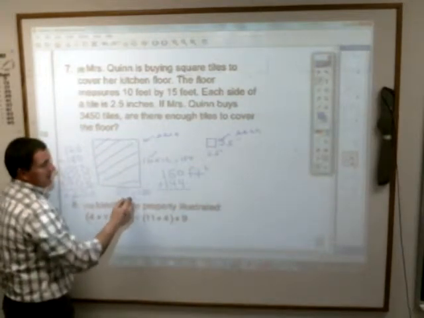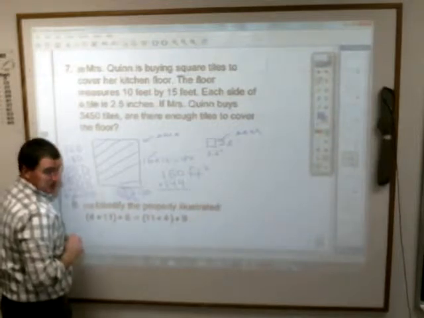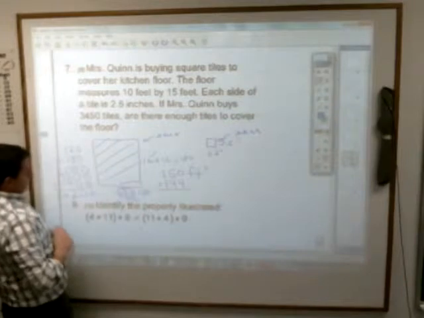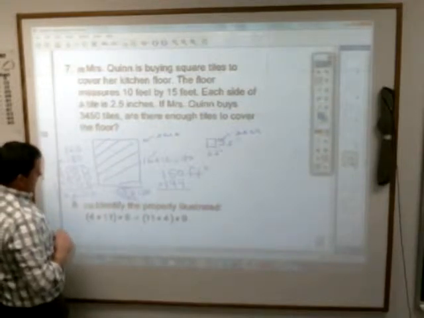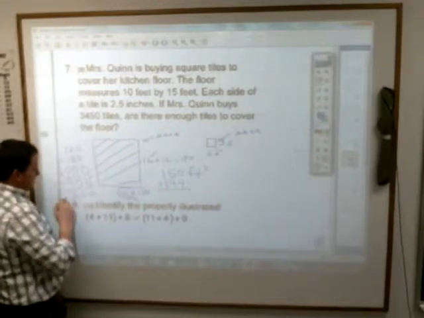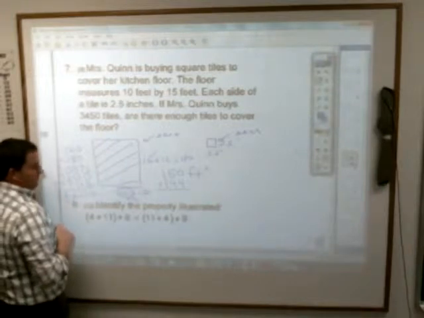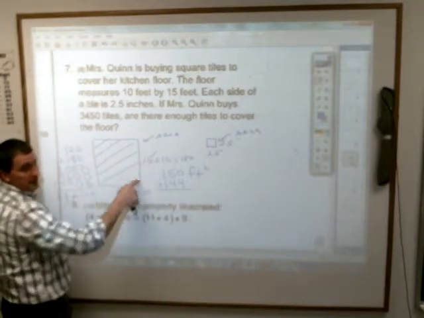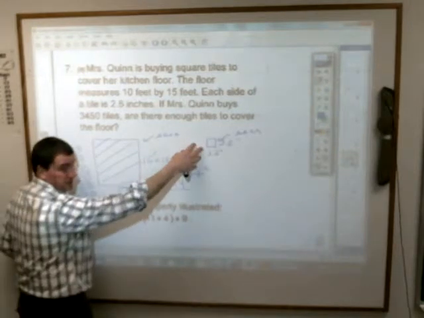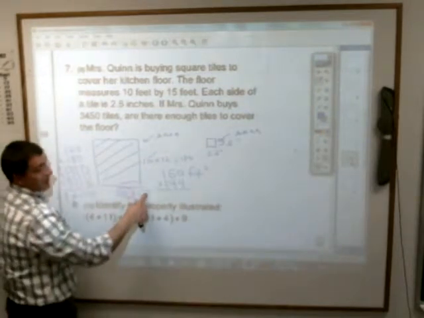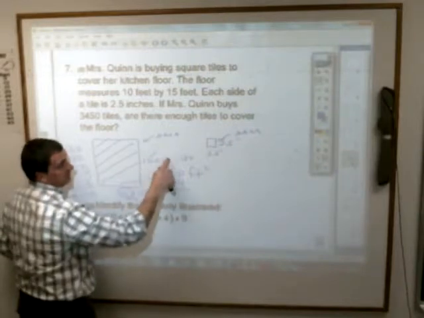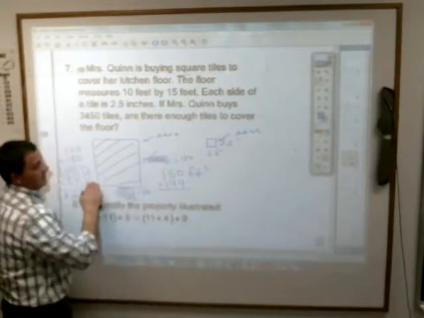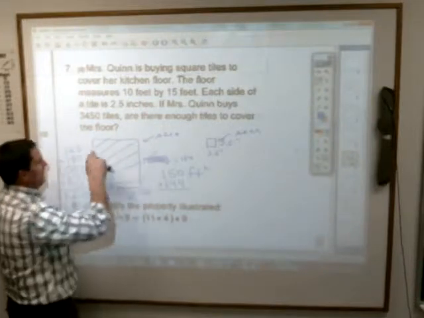This is 10 feet, and if I asked you 10 feet is how many inches, you'd multiply 10 times 12. And that's 15 times 12. You needed to change this into inches because this is in inches. So I multiplied 10 by 12 and got 120, I multiplied 15 by 12 and got 180. Those are my new dimensions that I'm using, and to find the area, I have to multiply 120 by 180.